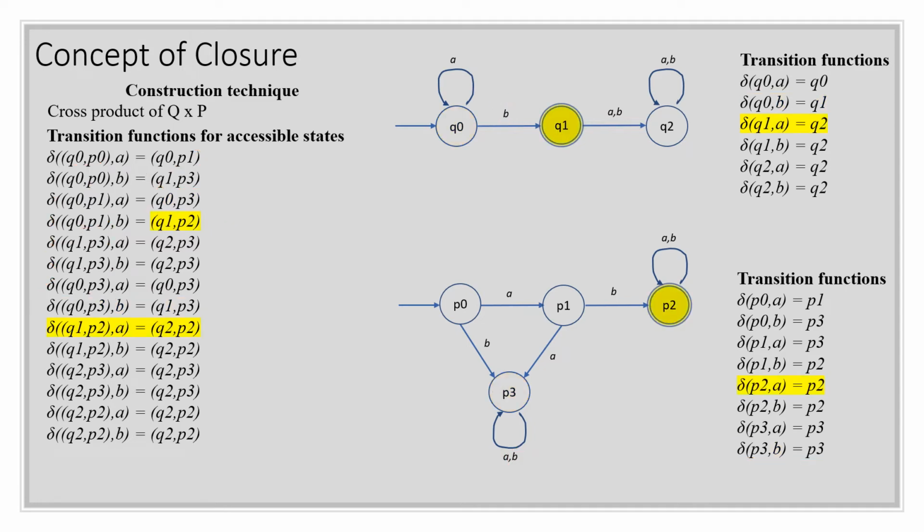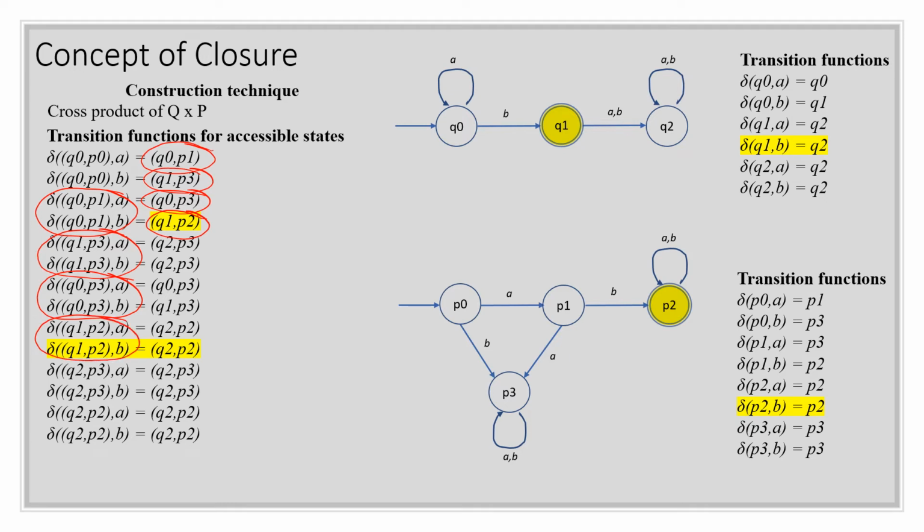Q1, P2. Q1 with an A goes to Q2. P2 with an A stays in P2. Q1, P2 with a B. You can also follow the transitions over here, that's fine too. Q1 with a B goes to Q2. And P2 with a B stays in P2. So we've done Q1, P0, Q1, P3, Q0, P3, Q1, P2.